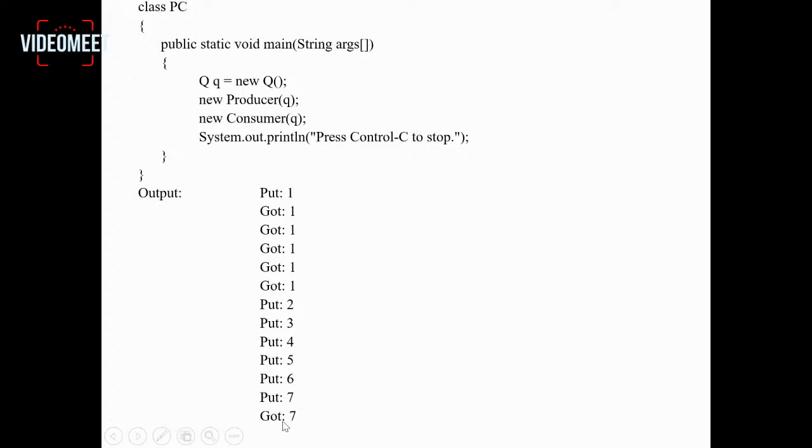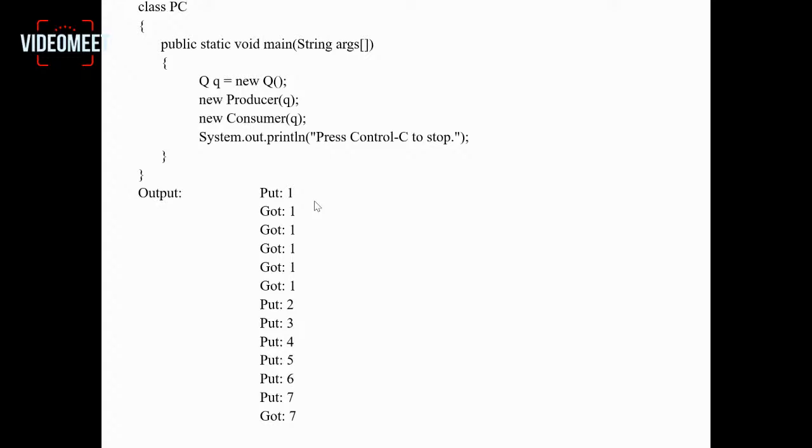Then later the consumer is receiving 7. So what is happening to 2, 3, 4, 5, 6? They are missed by the consumer, right? So that should not happen. What we need to do is, soon after one item is produced and placed, immediately it has to be consumed. Then again another item is produced, and immediately the consumer has to consume it.